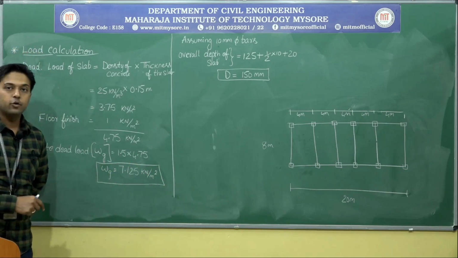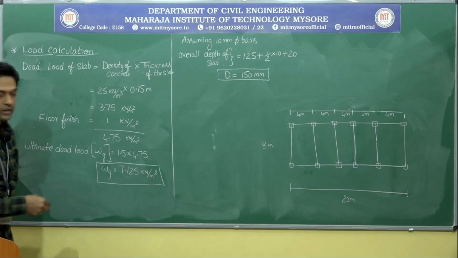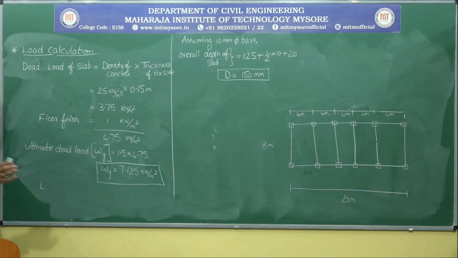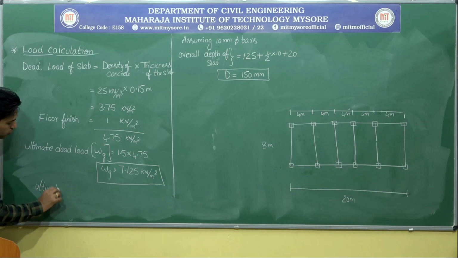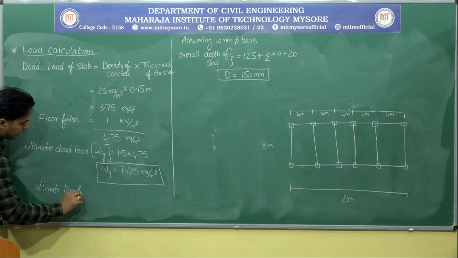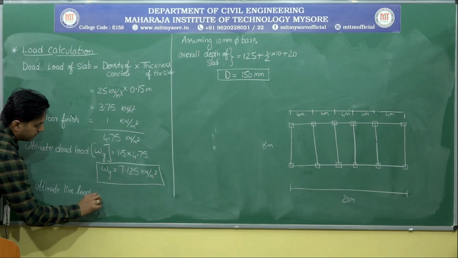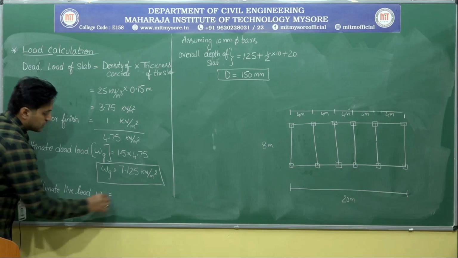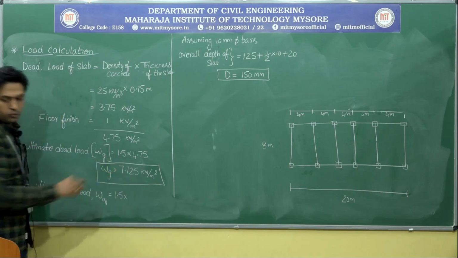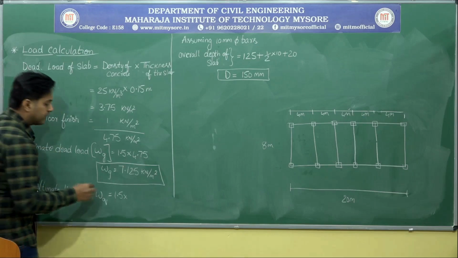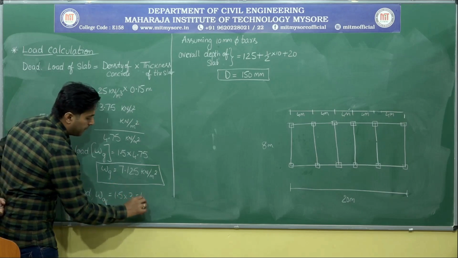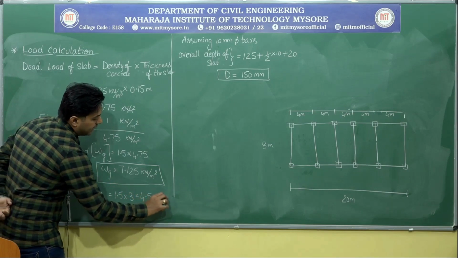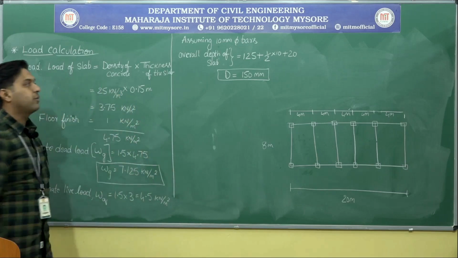Now I have calculated the dead load separately. Now let me calculate the live load. The live load that is coming on the building, they have given, but we'll do one thing. Directly let me write the ultimate live load, which I will be calling WQ. It's 1.5 into, what is the value of live load they have given in the question? It's 3. So it's 4.5 kilonewton per meter square.